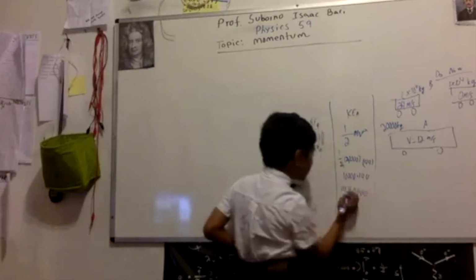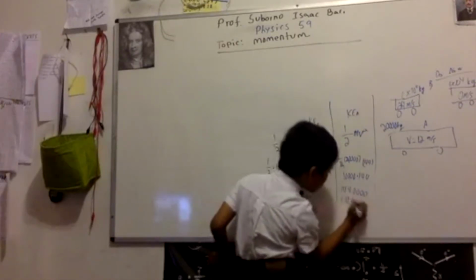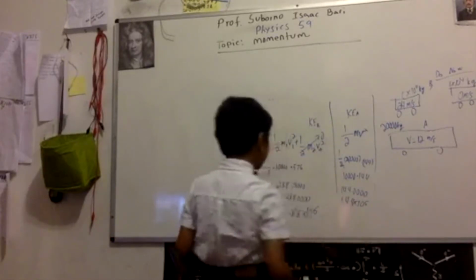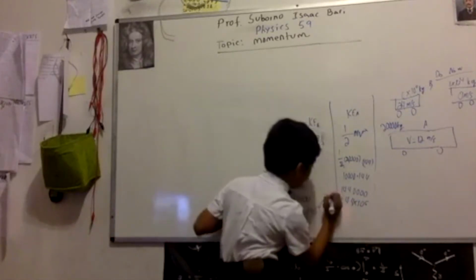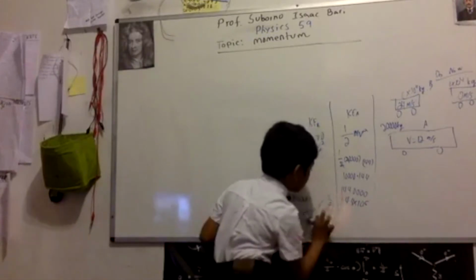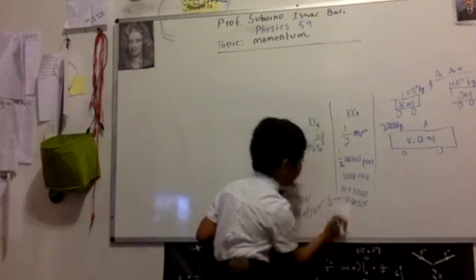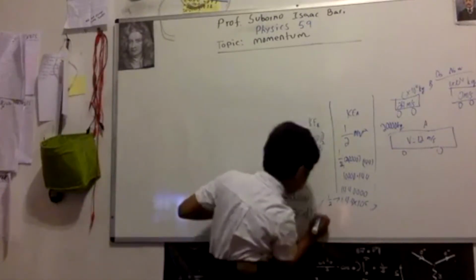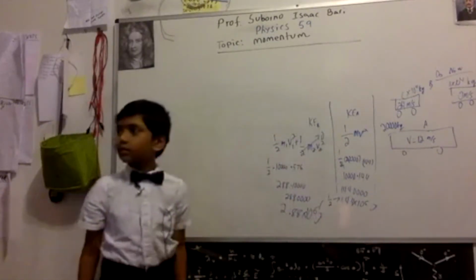Which is 1.44 times 10 raised to the 6. We can see that it has halved after the collision. We can see that the kinetic energy is exactly halved. Can you explain why it is half?